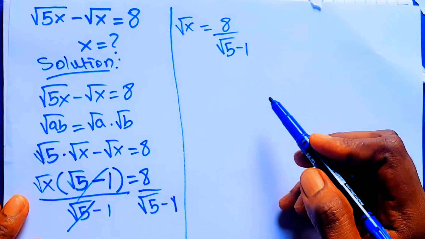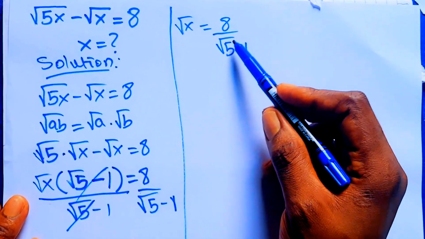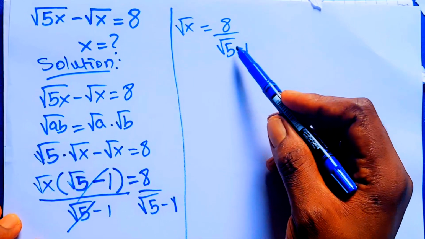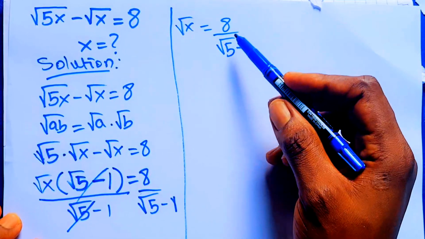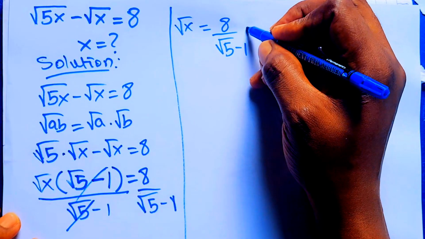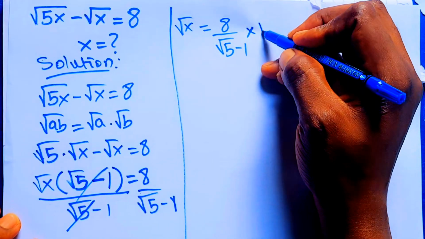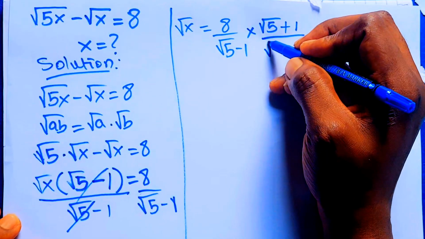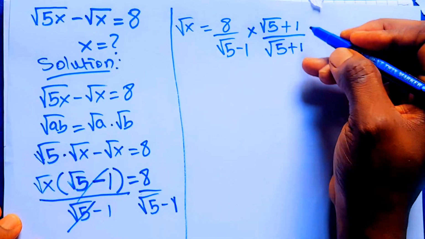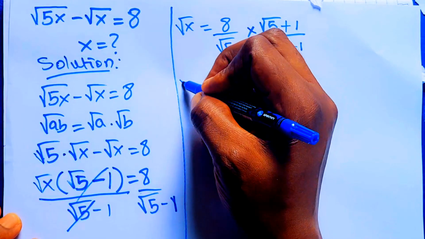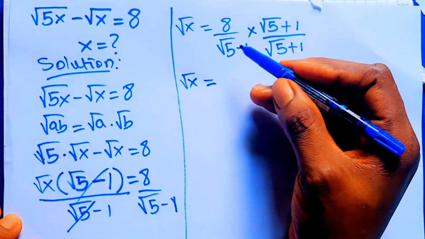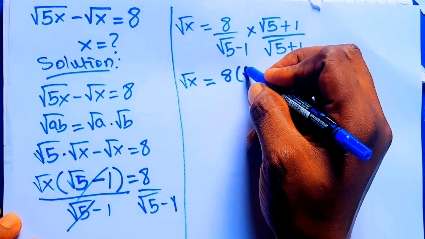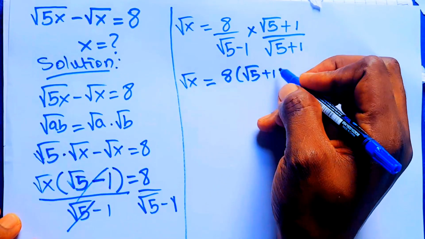Now, for us to solve further, looking at this, you can see that we have an irrational number as denominator here. And for us to remove it as a denominator, we are going to first of all rationalize. We are going to rationalize this, okay, by multiplying both the numerator and the denominator by square root of 5 plus 1, okay, divide by square root of 5 plus 1. We are trying to rationalize, okay. So from here, square root of x will be equal to 8 times square root of 5 plus 1 give us 8, open parenthesis, square root of 5 plus 1, okay?